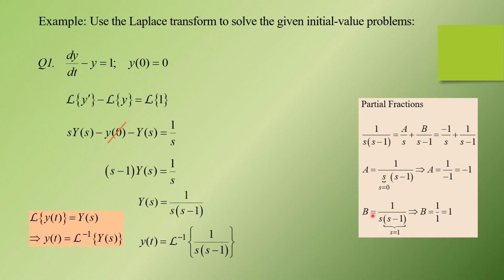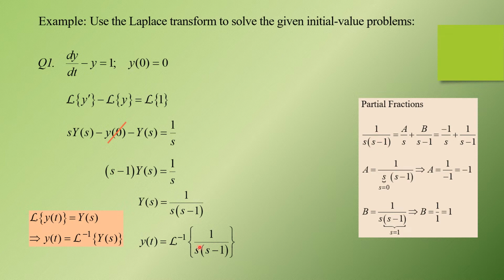And to get B, it is over (s minus 1). So assuming s minus 1 is equal to 0, that means s equals 1. Substitute 1 into the part which is not covered. So B must be equal to 1. So now we have the values for the constants A and B. Substitute A as negative 1, so negative 1 over s, and substitute B as 1, so 1 over (s minus 1). So this will be the partial fraction decomposition of the function 1 over s times (s minus 1).